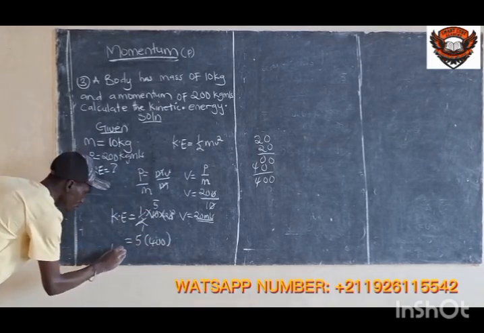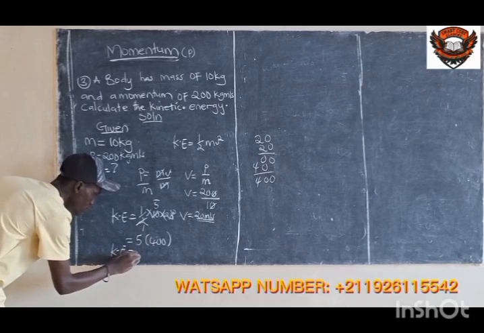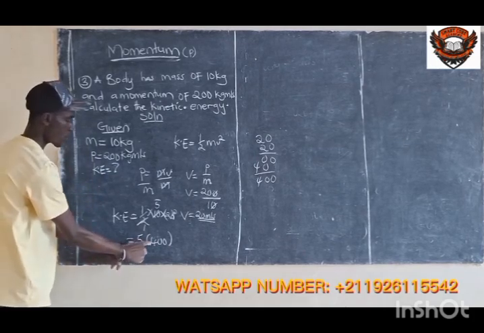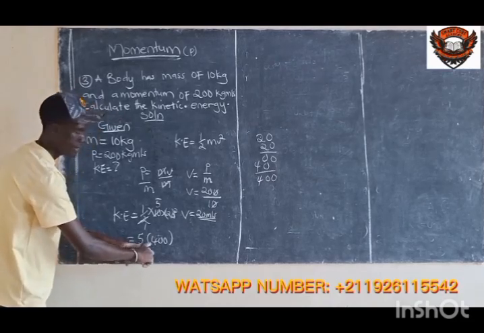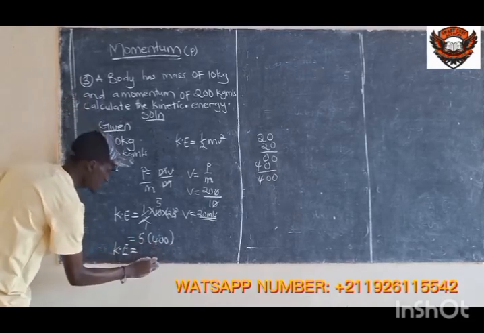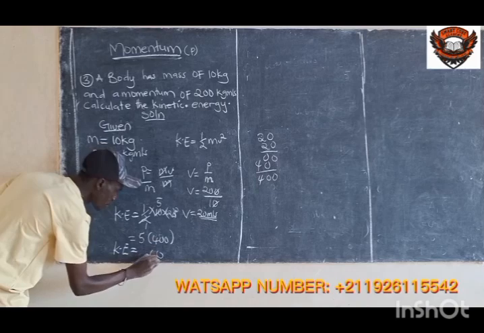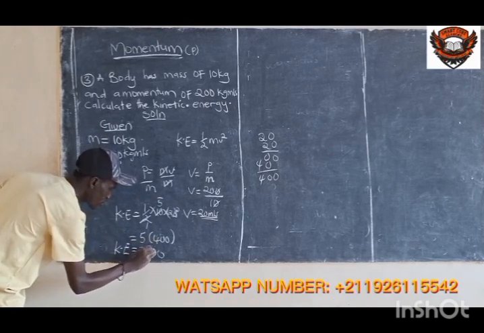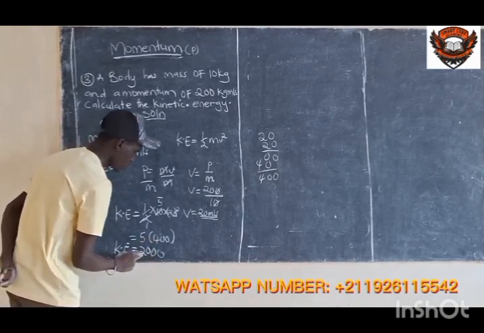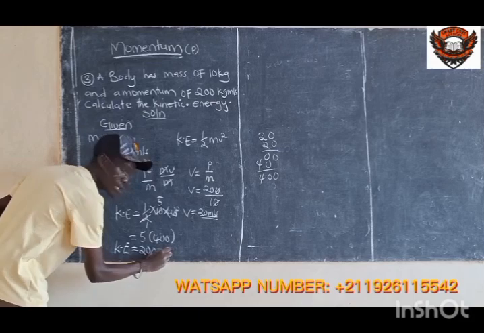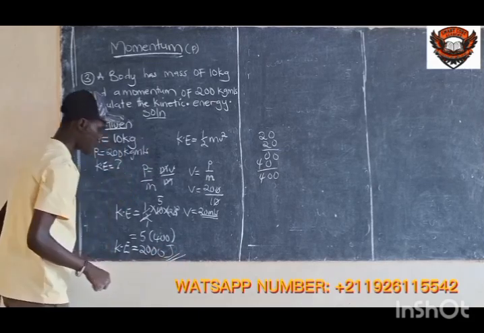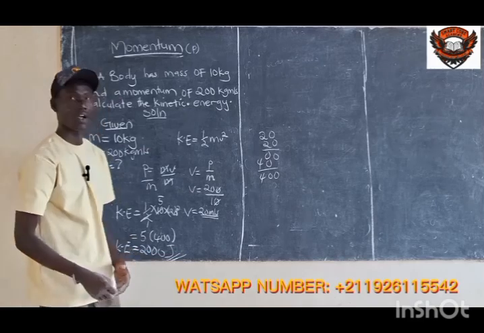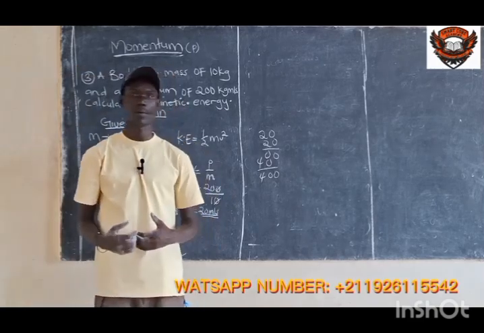Kinetic energy is equal to, we are now going to open the bracket. If we open the bracket, we multiply 5 times 400. We get 0, 0, and then 20. So our answer is 2000. And the SI unit for kinetic energy is joules. That is our final answer under momentum.